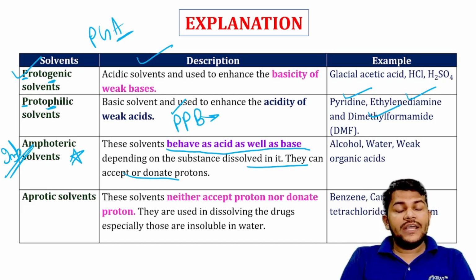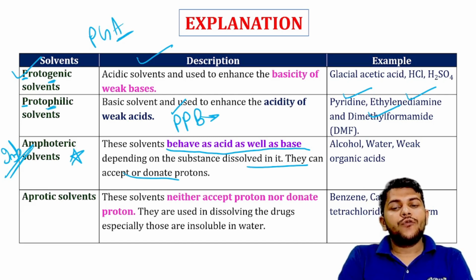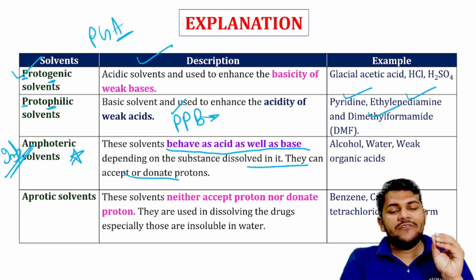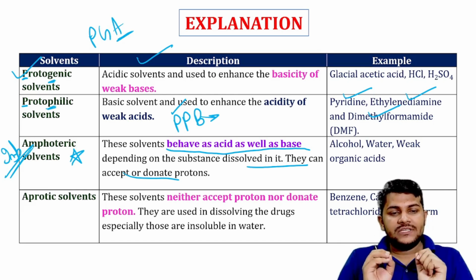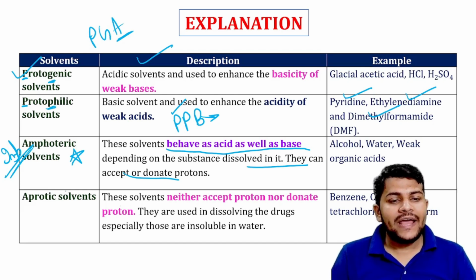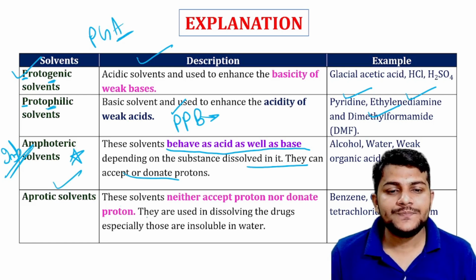So glacial acetic acid is the right answer for the amphoteric solvent. So alcohol, water, and weak organic acid are your amphoteric solvents. Got it? After that, you have next, what is the aprotic solvent.